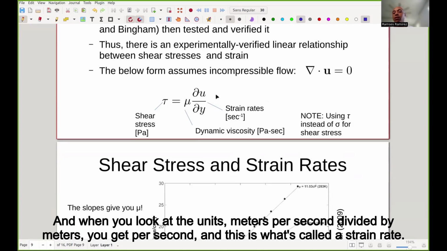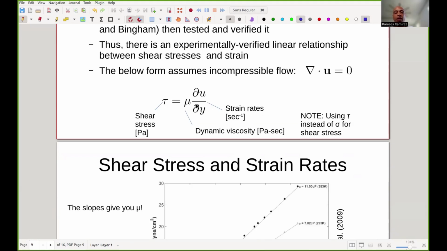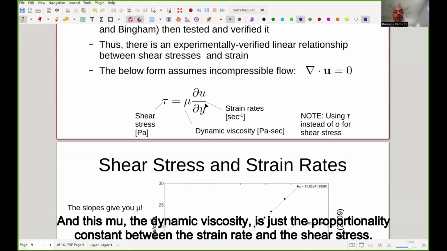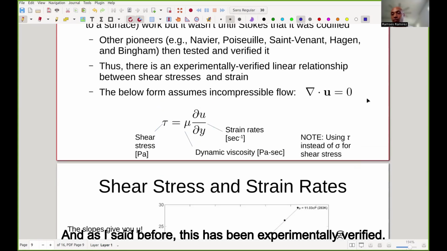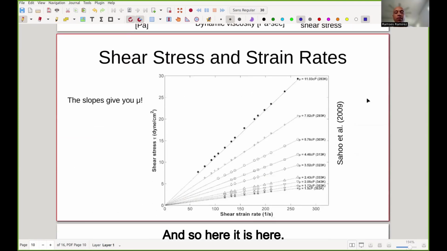And when you look at the units, meters per second divided by meters, you get per second. And this is what's called a strain rate. And this mu, the dynamic viscosity, is just the proportionality constant between the strain rate and the shear stress. And as I said before, this has been experimentally verified. And so here it is.